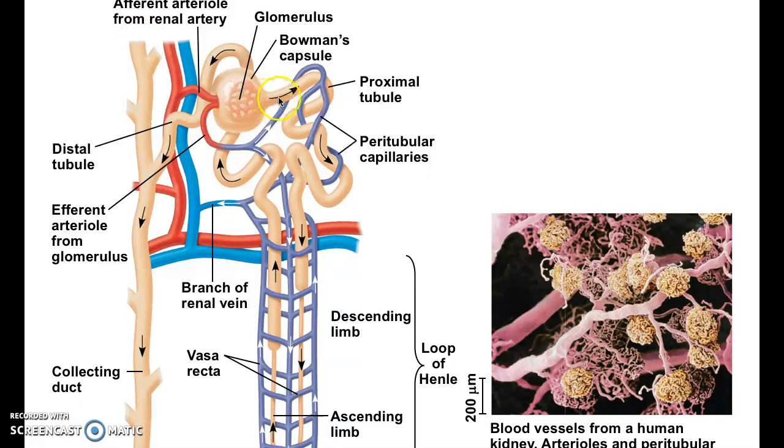From the Bowman's capsule, you're going into what's called the proximal tubule. Tubule meaning tube. So inside is epithelial tissue, outside is connective tissue. It's a lumen, it's a hole. Proximal meaning close, tubule meaning tube. This is the peritubular capillaries.